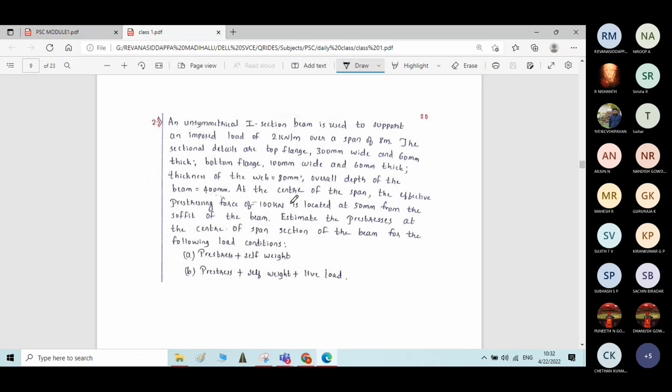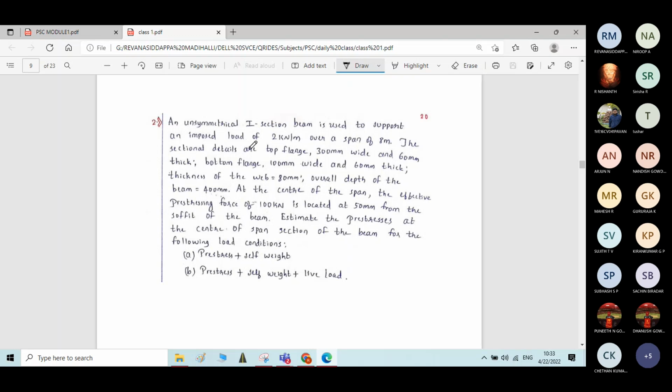Now we will solve the second problem. You just go through the problem. An unsymmetrical I-section beam is used to support an imposed load of 2 kN per meter. Live load is given over a span of 8 meter. Length of the beam is given as 8 meter.